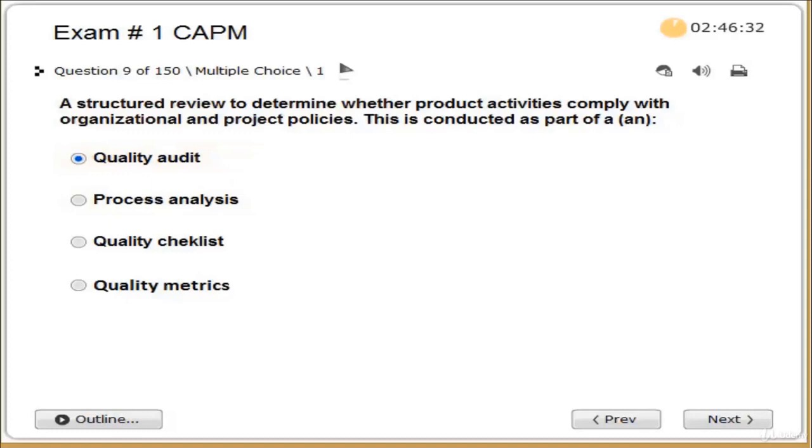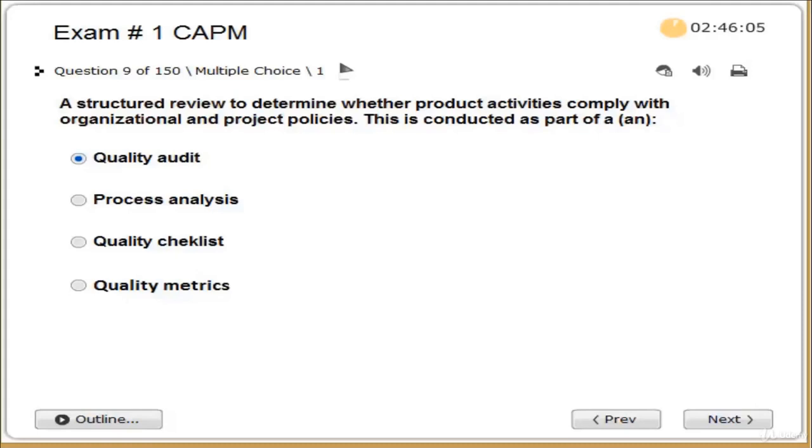Correct answer is option A. Quality audit is a structured, independent review performed to determine whether product activities comply with organizational and project policies, processes, and procedures. Quality audits is a technique used in the perform quality assurance process. PM Book Guide, 5th edition, page 247.